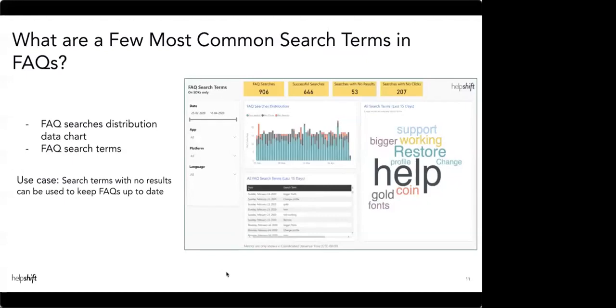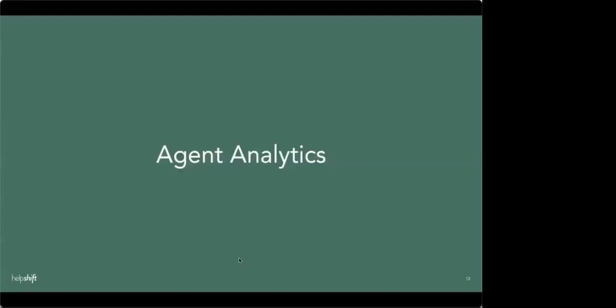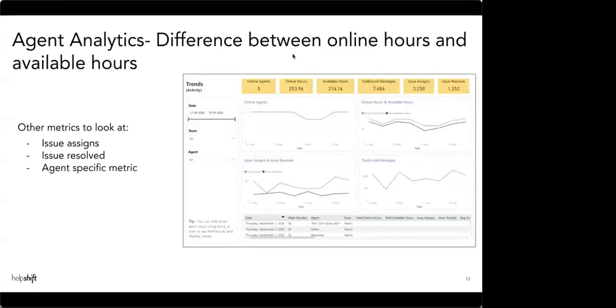So this was all about Power BI FAQ analytics. Moving on to our agents analytics dashboard. In the next few slides, we will be going through different metrics for your agents and team analytics. The first most common question we get from our customers is, what is the difference between an agent being online and an agent being available?